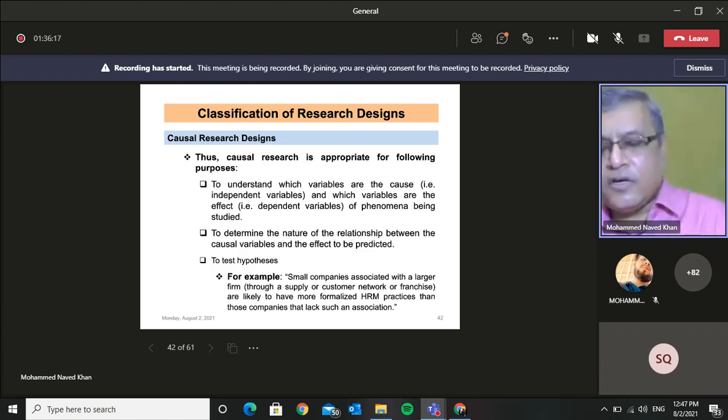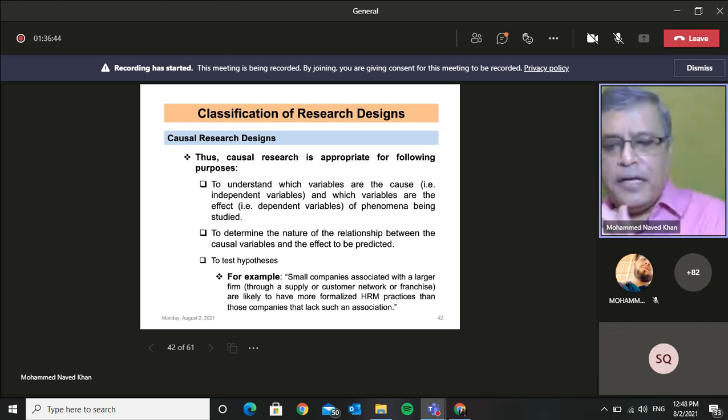So the causal designs, we can say that they're appropriate when you want to understand, from the point of view of the researcher, which of the variables that you are grappling with are the cause. And when we say cause, basically we are referring to the independent variables, and which variables are the effect, or in other terms, which variable is the dependent variable. And this is in the context of some phenomena that we are investigating.